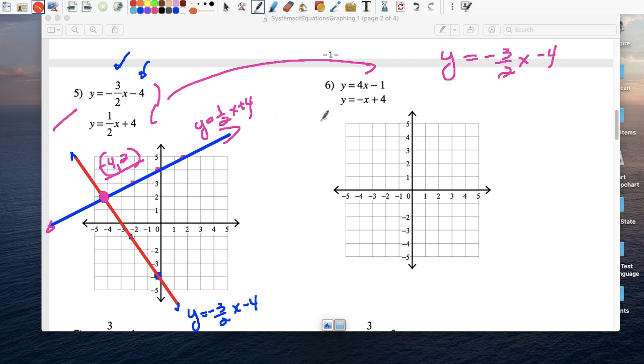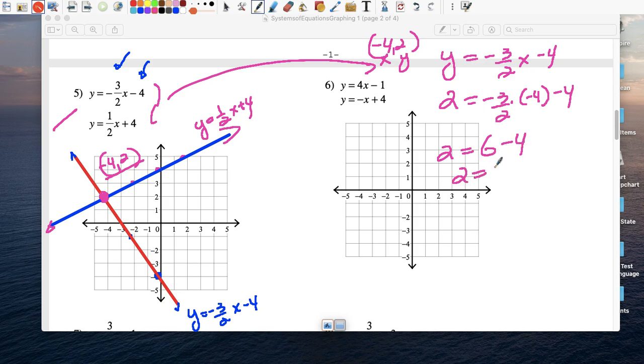So now, again, let's take the point negative 4, comma 2, replace the y with 2, and the x is negative 4. So we get 2 equals negative 3 over 2 times negative 4 minus 4. 2 equals, and this becomes 6 minus 4, which is 2. So equation 1 is correct. So that one is a check. Good check.